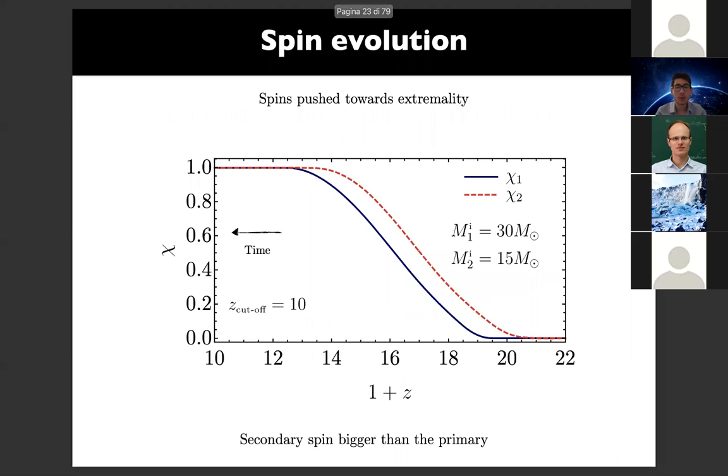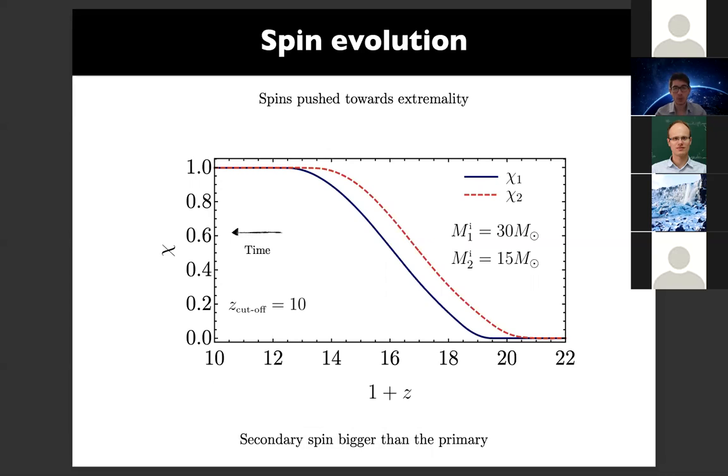And in this plot, we show the evolution of the primary spin in blue and the secondary spin in red in terms of redshift or time. And as you can see, we start from basically very small values of the spins, since at formation, primordial black holes are basically non-spinning. And as time goes, the spins will be pushed towards extremality, with the secondary spin always larger than the primary. And again, this is a consequence of the fact that the secondary component accretes relatively more with respect to the primary.